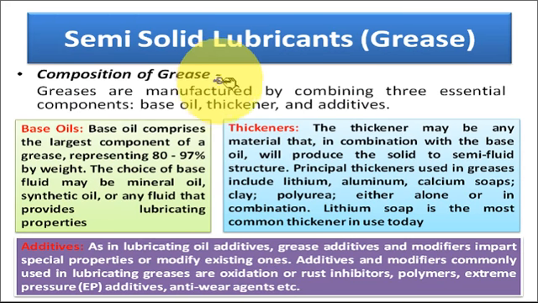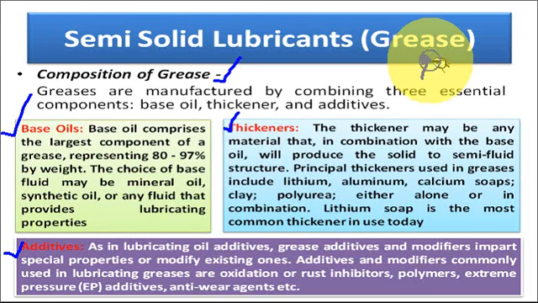What is the composition of grease? Basically, greases are manufactured by combining three essential components. What are these three essential components? Base oil, thickeners and additives. So basically the base oil is mixed with the thickener and the required additives to form the grease.